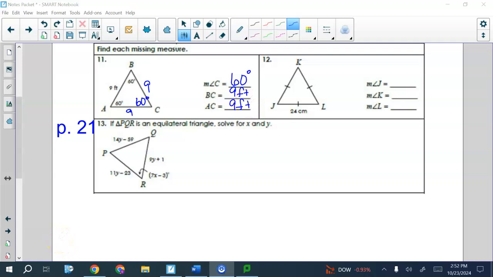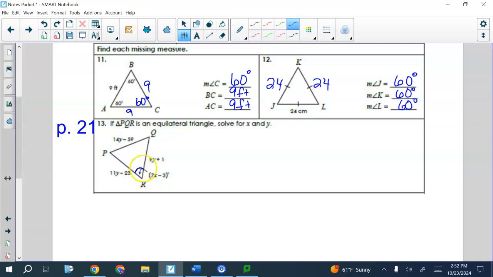All right, let's look at number 12 here. This one only has one measurement, that the side is 24, but because we know all sides are equal, we would know all sides are 24. And since it's equilateral, remember that it must be equiangular. So all three angles are equal. If they add up to 180, then we divide by 3. All angles are 60 degrees.